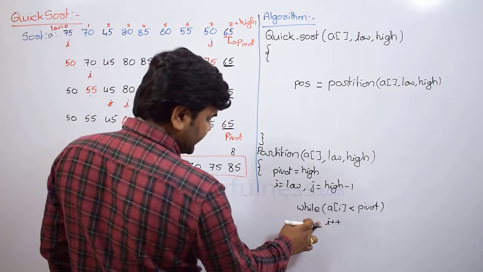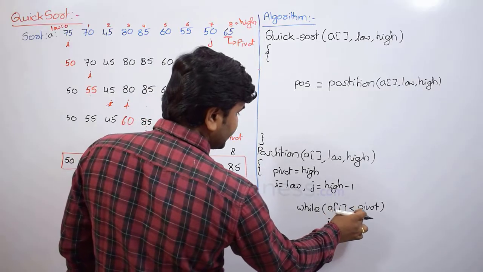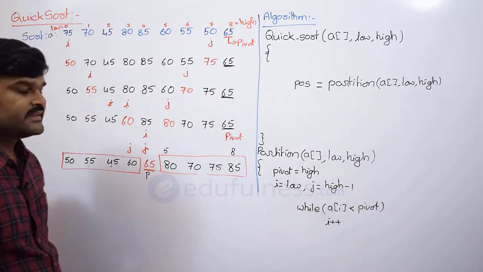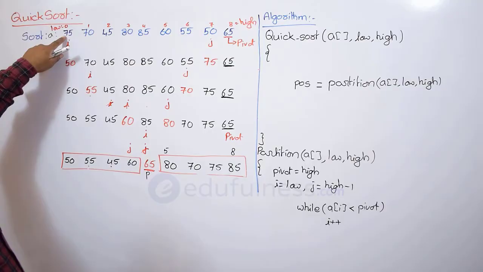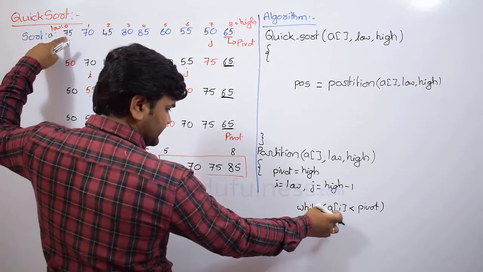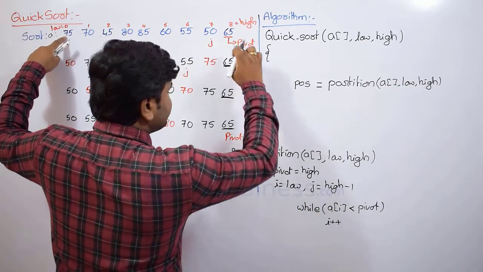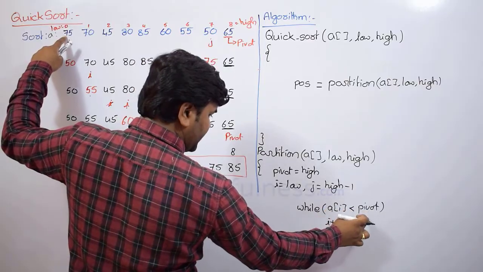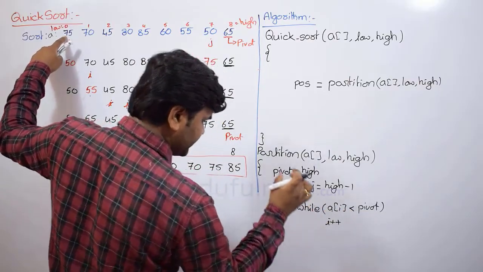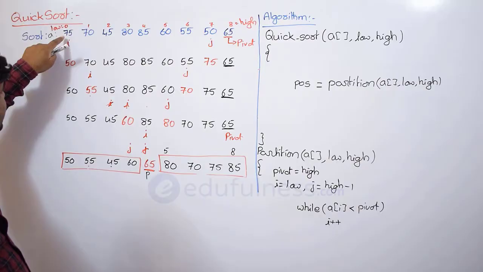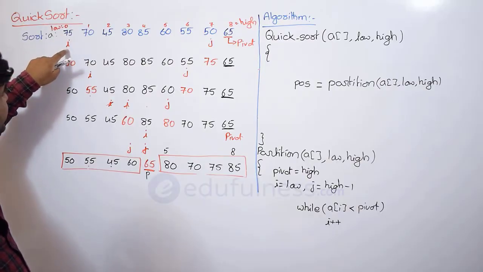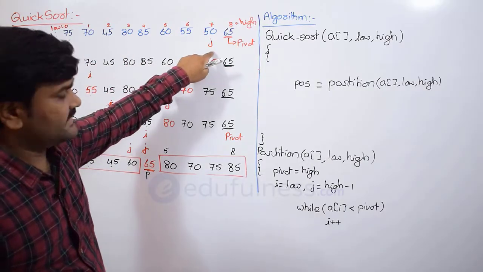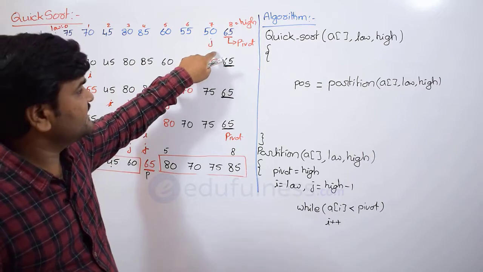So this you are doing until A of i is greater than pivot. That is what you can observe: A of i is 75, is 75 less than pivot 65? False, so it is coming out of the while loop. After coming out of the while loop, what else did we do? Go in the backward direction, that means go to the j.